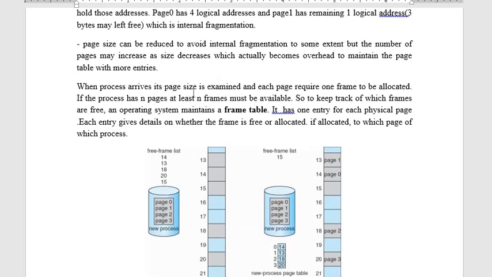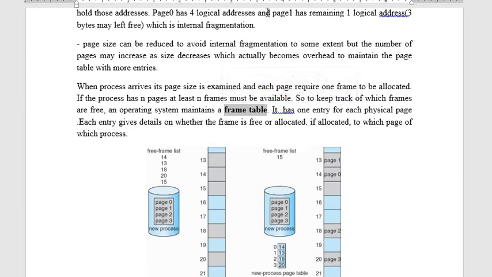So we have one more concept here about the free frames. When a process arrives, its page size is examined and each page requires one frame to be allocated. As we know, the number of pages must be examined and there must be that many frames available. Then only you can bring the entire process into memory. So if the process has n pages, at least n frames must be available. To keep track of which frames are free, the operating system maintains the frame table.